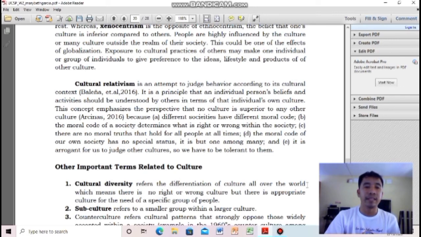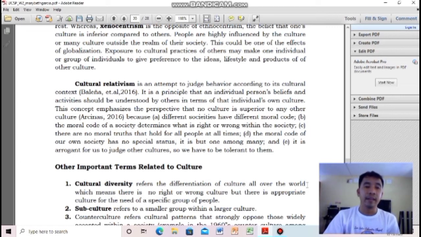It's because of different societies. Ang rason is different societies have different moral code, no? May gakalain-lain kita nga moral code, no? Lain ang sa Filipino, lain ang sa American. Second, the moral code of a society determines what is right or wrong within the society. So there are times nga sa ibang nga nasyon legal ya o okay ang pagpahulog diri sa aton hindi pwede. Sa iba niya okay ang same-sex marriage, sa aton hindi pwede. So that's it. We cannot judge or we cannot evaluate or critique the culture of others using our own culture.